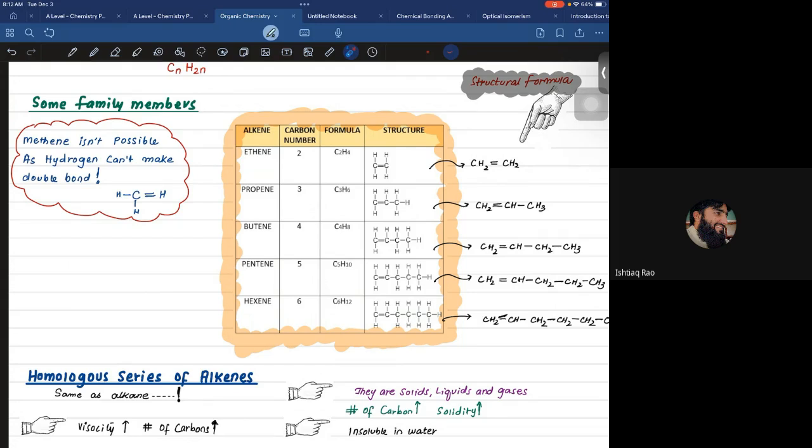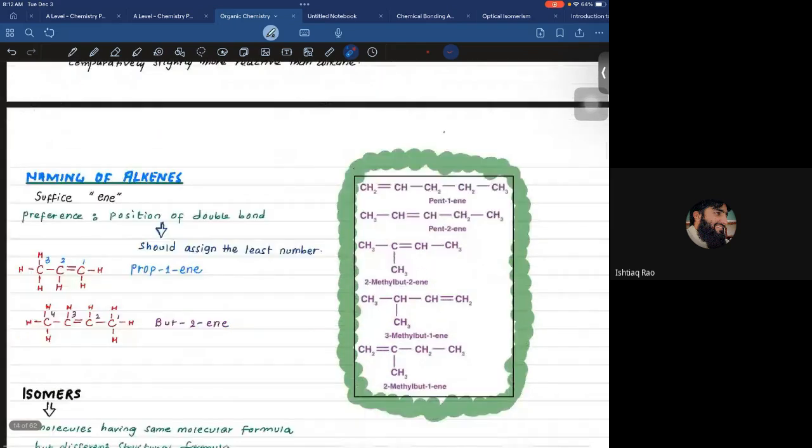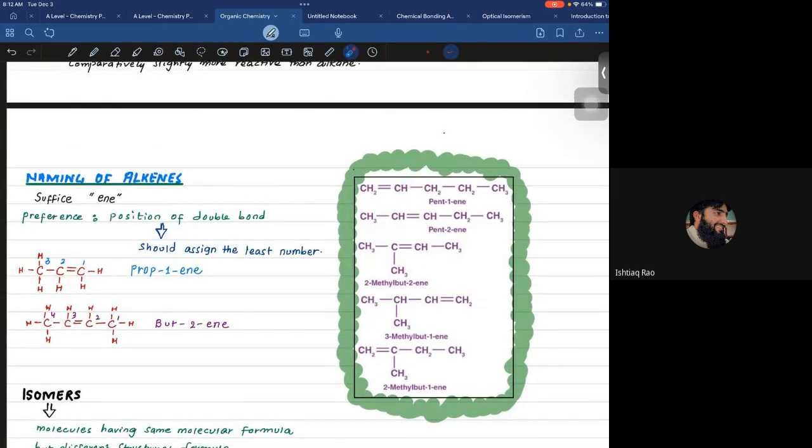Now, as we discussed the naming of alkane, we will discuss the naming of alkene in the same way. When we are going to name alkene, the double bond is your preference. I have written that the preference is the position of the double bond. It means you are supposed to give the least number to the double bond.